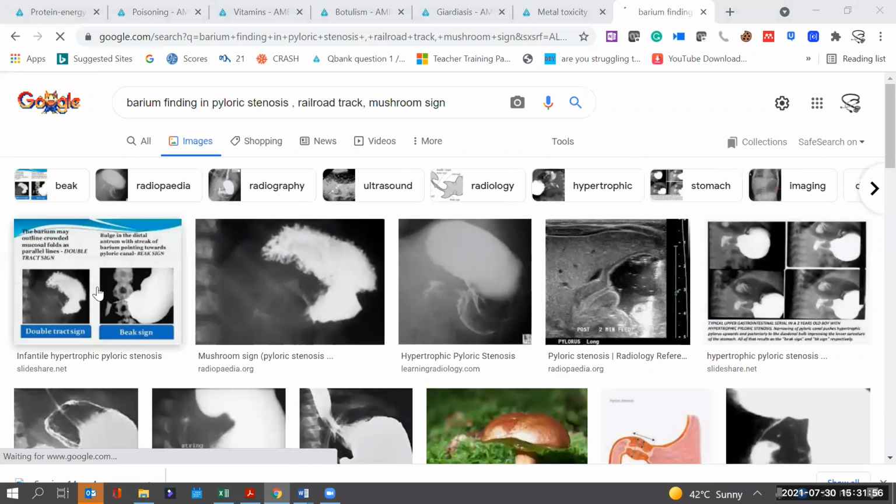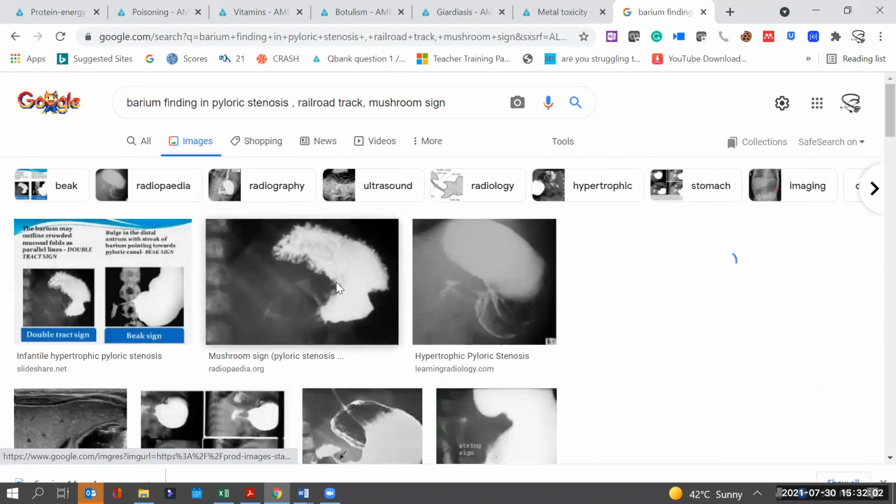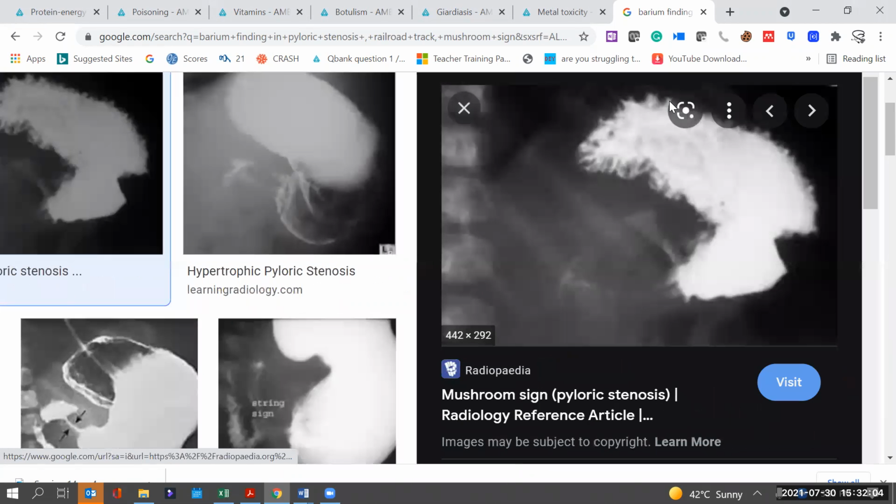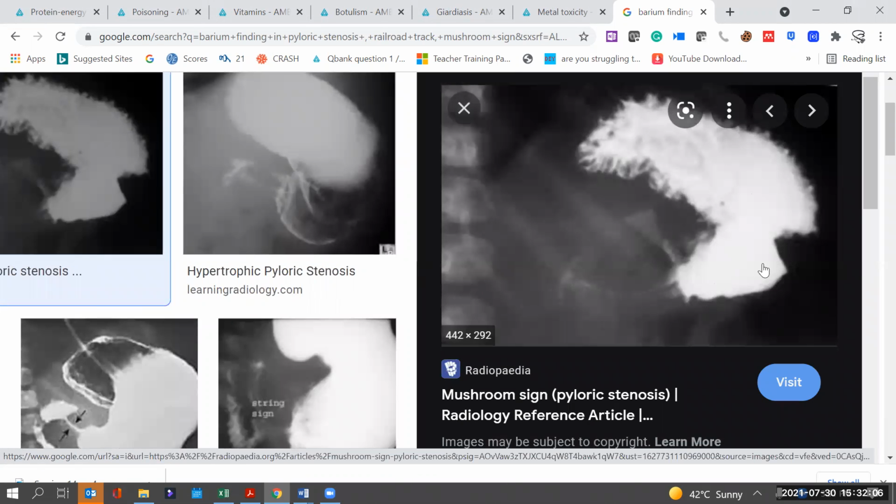Okay, so let me show you this mushroom sign. For the mushroom sign, it's very much clear, right? You can appreciate that this is the pylorus, and this is the inside of the stomach portion, but here is the pylorus, and there is too much filling of the barium here, and this is the duodenum. So it's just like a mushroom cover and the stalk of this mushroom. So this is the mushroom sign.